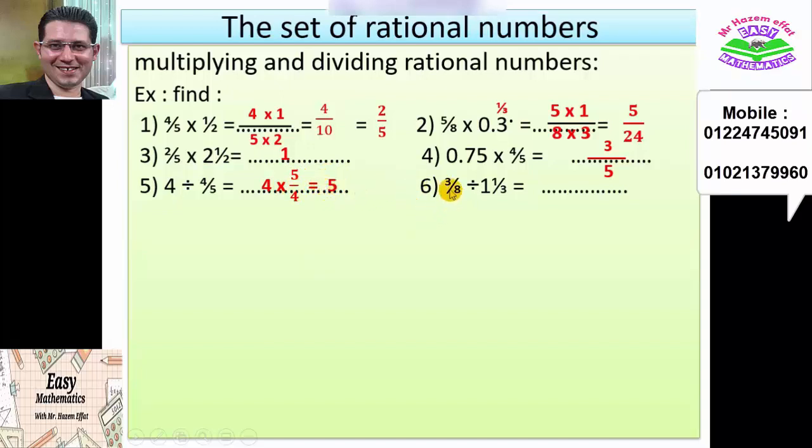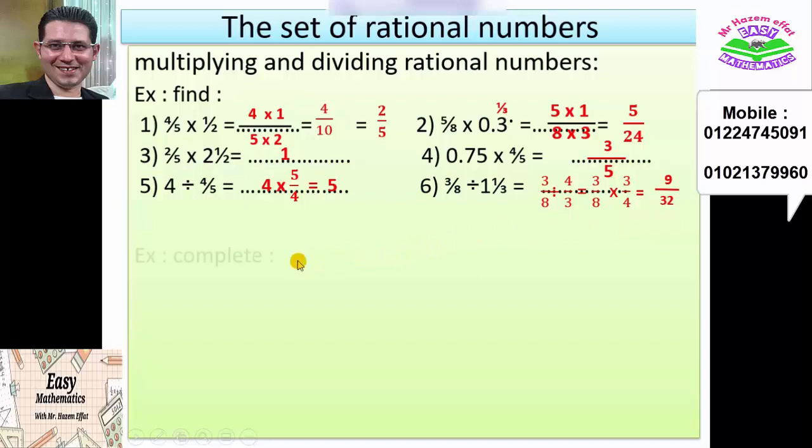Exercise number 6, he gave me here 3 over 8 divided by 1 and a third. And I told you before, first we must change this mixed number into fraction form and write 3 over 8 as it is divided by 4 over 3. And when we have divide here, I told you before, we must write 3 over 8 as it is and change divide to be multiply and find the reciprocal of 4 over 3 to be equal 3 over 4. And by doing the previous steps, it will be finally equal 9 over 32. And it will be in simplest form.